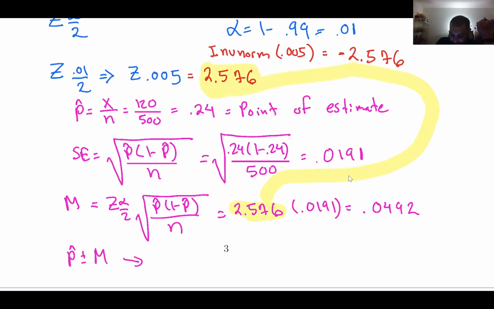So for this one, we get p hat, which is 0.24, and we say plus or minus my margin of error, which is 0.0492. So we get 0.24, because that's my point estimate, and we add and subtract my margin of error, which in this case is 0.0492. Let me go over to my calculator so I can show you how to do this.